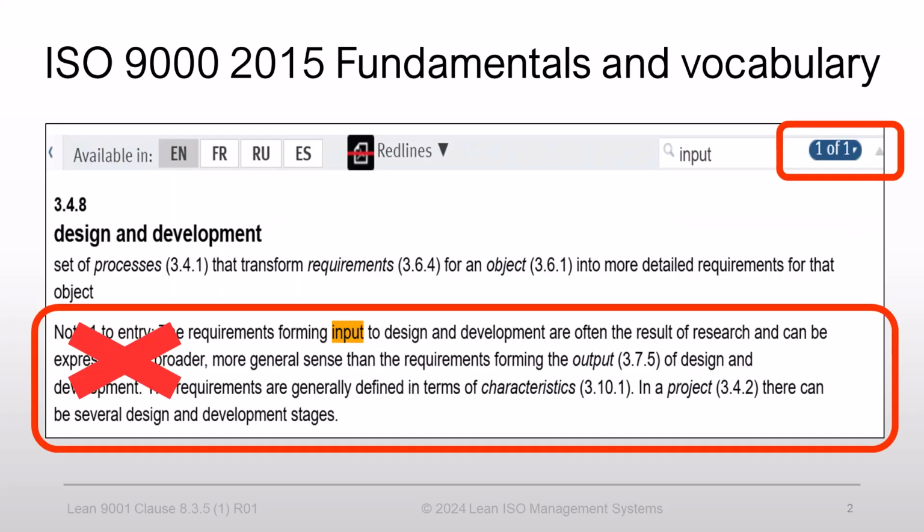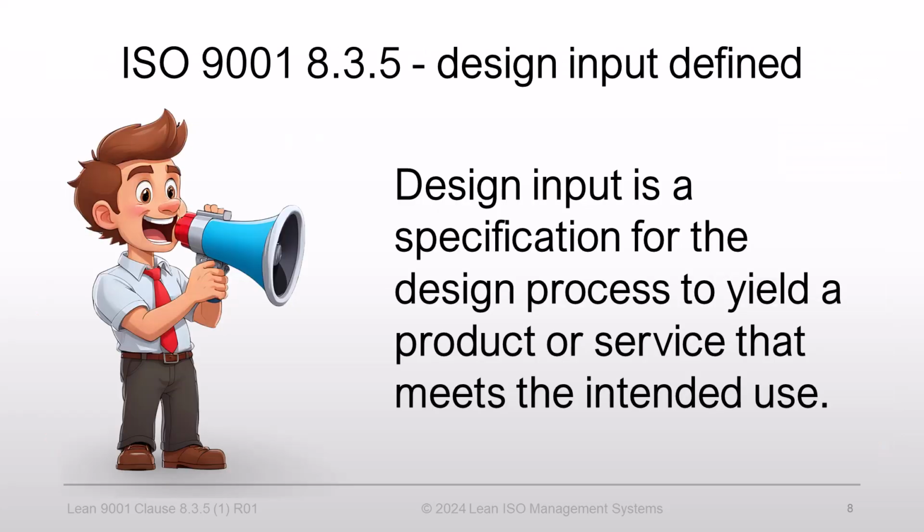So, forget about the result of research, expressed in broader, more general terms and other garbage. Let's put our feet on the ground and speak professional language here. Design input is a specification for the design process to yield a product or service that meets the intended use. Period. Now, let's determine what output is.